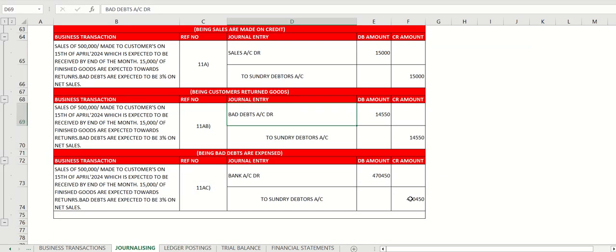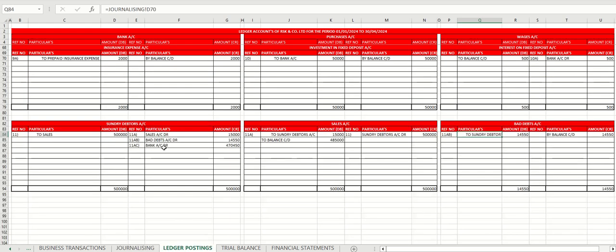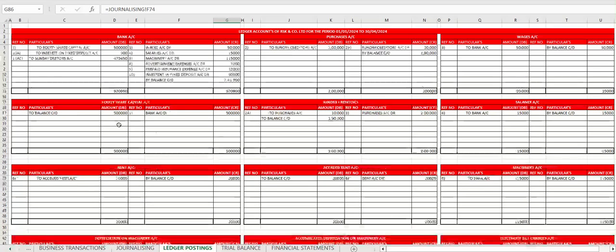Hope this is clear. Now the last entry would be collecting the net amount from our customers, which is bank account debit to sundry debtors account 470,450. See here, from sundry debtors we have been collecting, bank account 470,450, and in the bank account to sundry debtors 470,450. The balance in the bank account is 741,950.